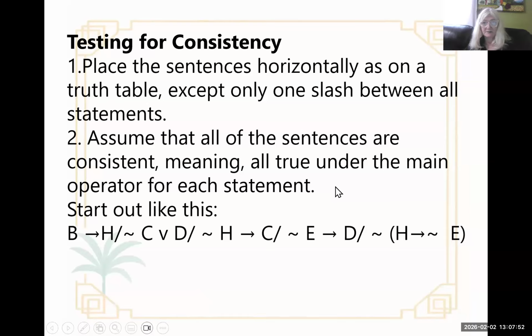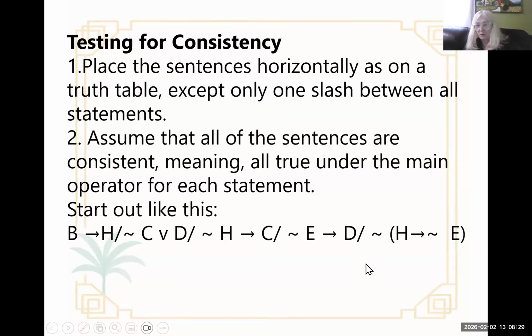Next, we're going to test for consistency. This is wherein you assume, instead of that the conclusion is false, it's more like just the premises. So you assume the entire set is consistent. Consistent means that they are all true at the very same time. So you're going to place the sentences horizontally as on a truth table, except only one slash between the statements. This way you know you're testing for consistency. Here you assume that all the sentences are consistent, meaning they're all true under the main operator for each sentence.